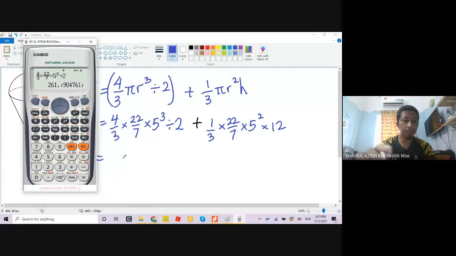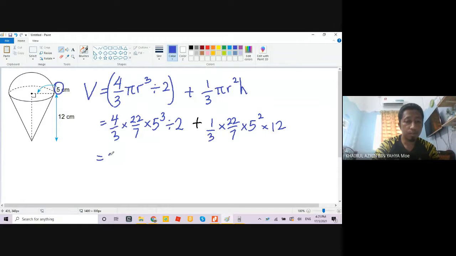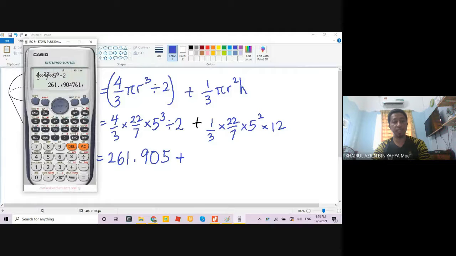So we write the answer here: 261.905. I want to take it up to 3 decimal places for this one. The final answer we write in 2 decimal places. 905, because after 4 is the number 7, so we add 1 to the number 4. So 261.905, plus the next one, 1 over 3.